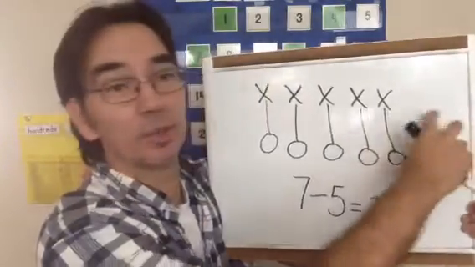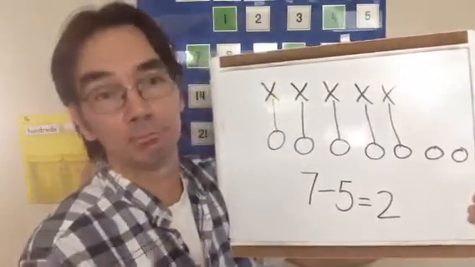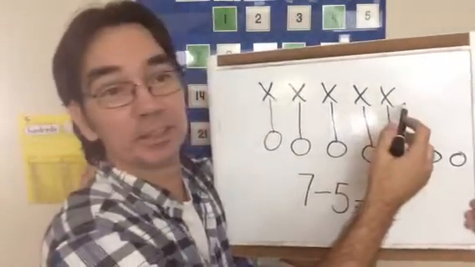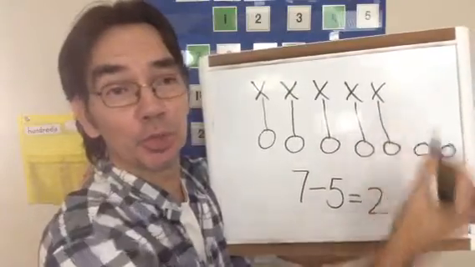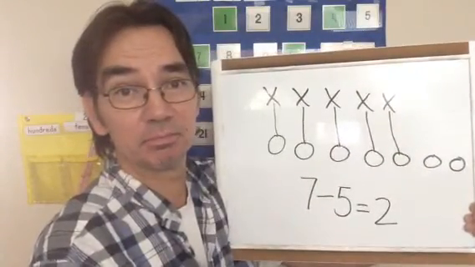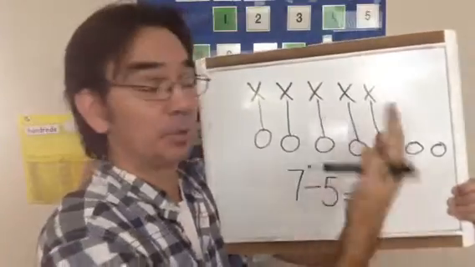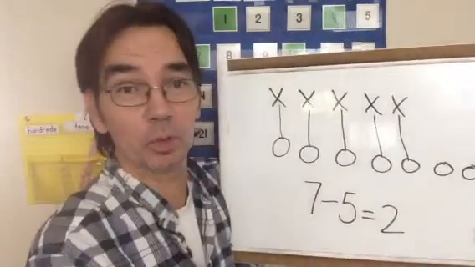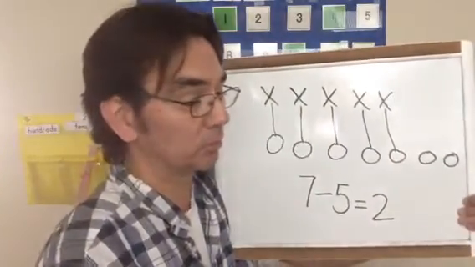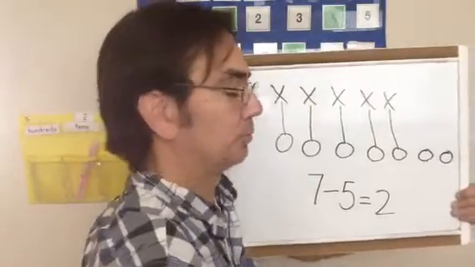2 more O's than there are X's. If we look at it the other way, we can say that there are 2 fewer X's. 2 fewer X's. So there's 2 ways of saying this. Using fewer or more. Fewer or more. Right?